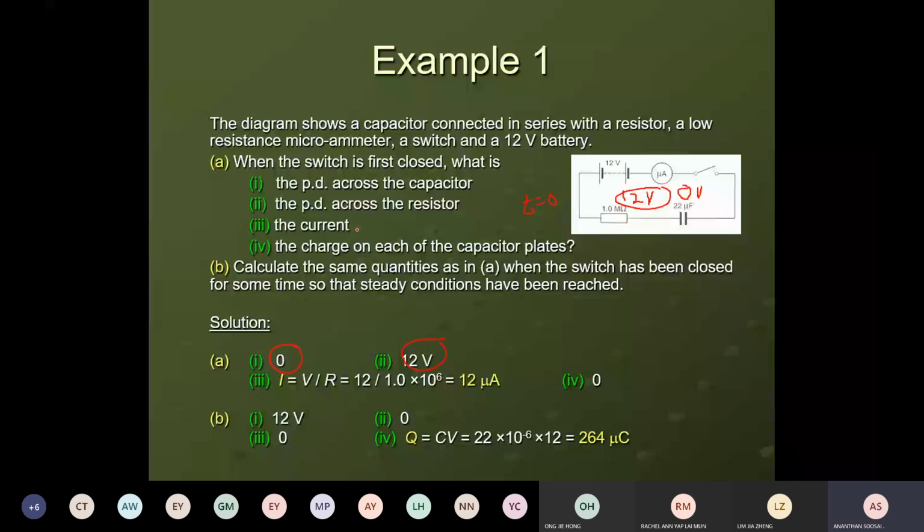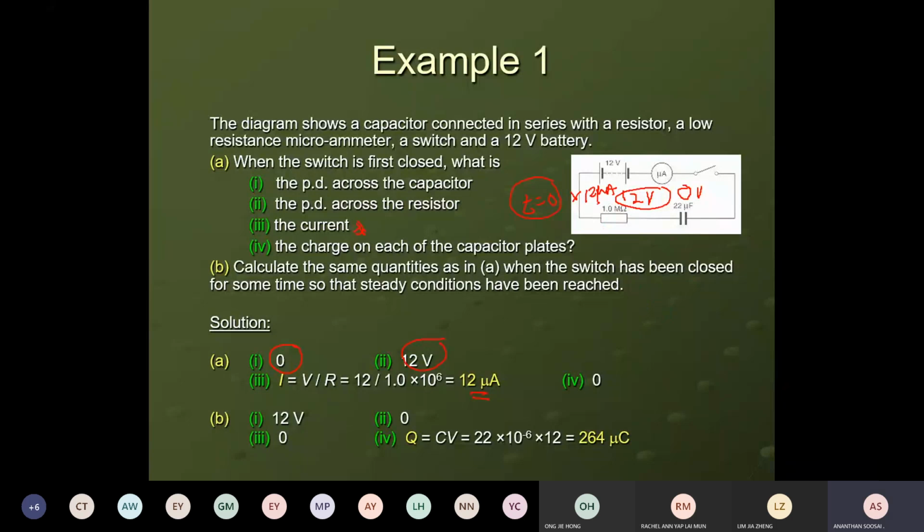So what is the current at time 0, at the beginning? What is the current flow? You can use V equals IR for the resistor, so I equals V over R. V is 12 volt, R is 1 times 10 to the power of 6 ohm, the resistance. So the current flow is 12 microampere. So at time 0, the current flow in the circuit is 12 microampere.